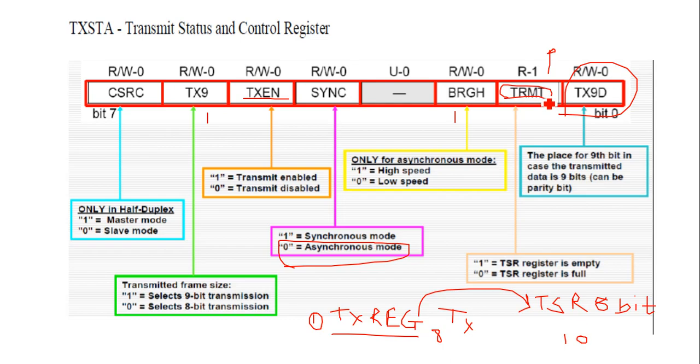When TRMT is raised high, that means your TSR is empty and it is ready to fetch the next data. When the TSR is again loaded, that is, the value is fetched from TXREG into the TSR, this TRMT flag will be lowered, and it indicates that some value is there in the TSR.